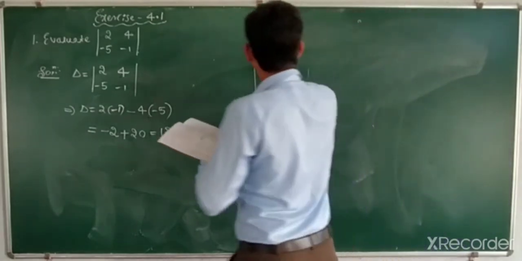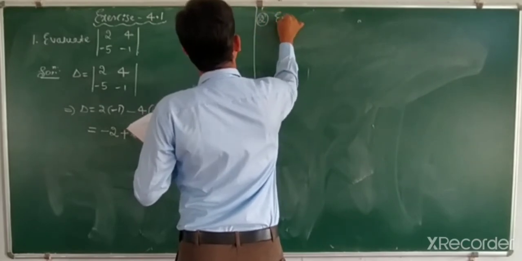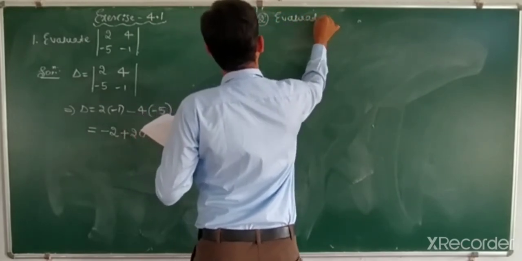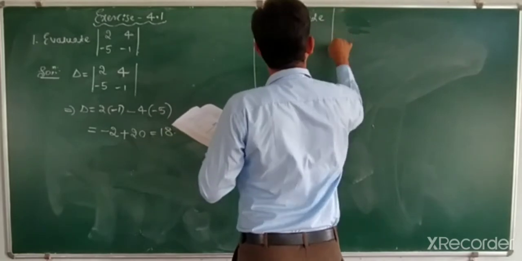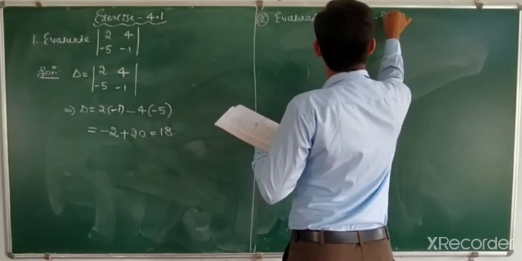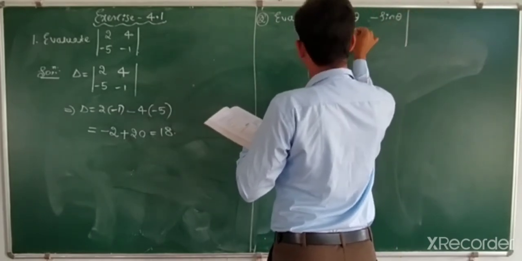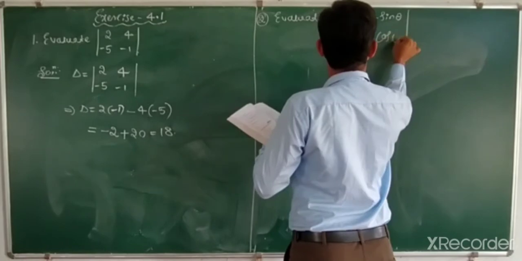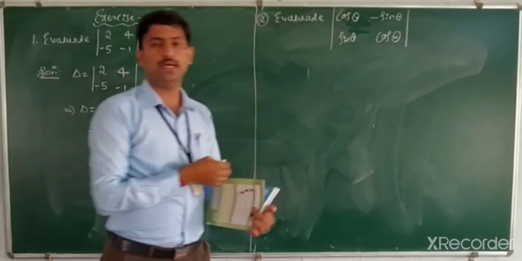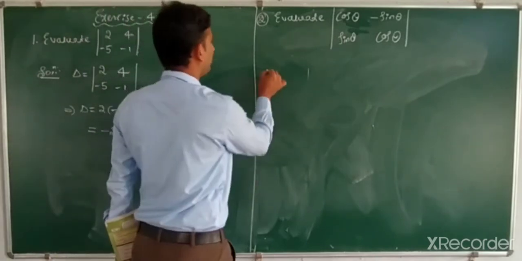Next, I will take the second one. Evaluate |cos theta, -sin theta; sin theta, cos theta|. This is one of the determinants where our job is to find the value. Correct?